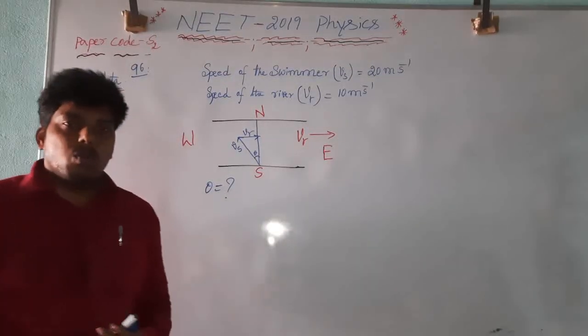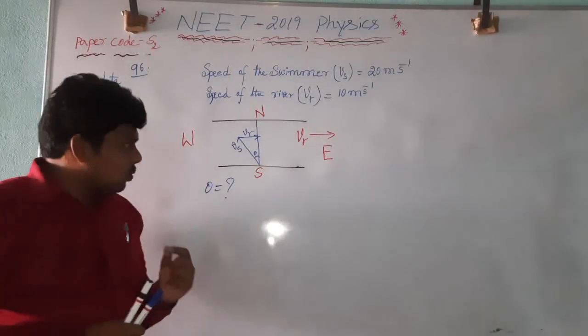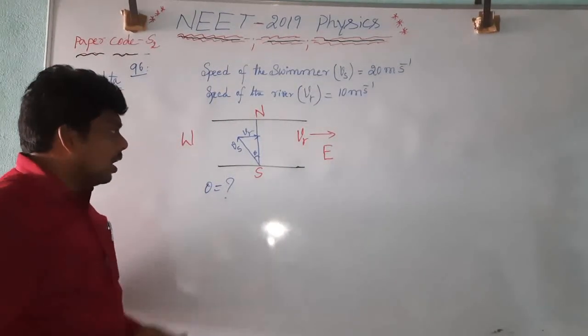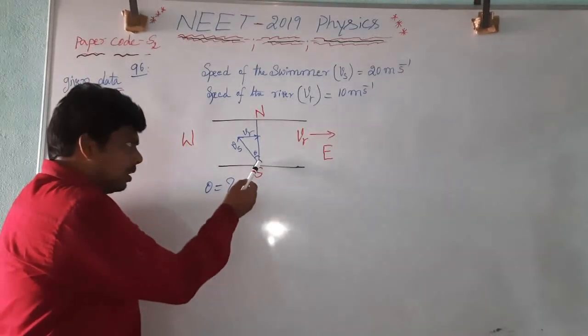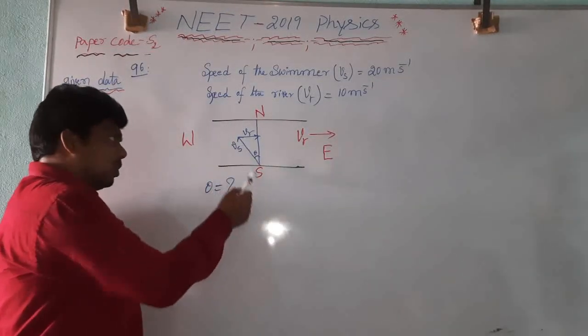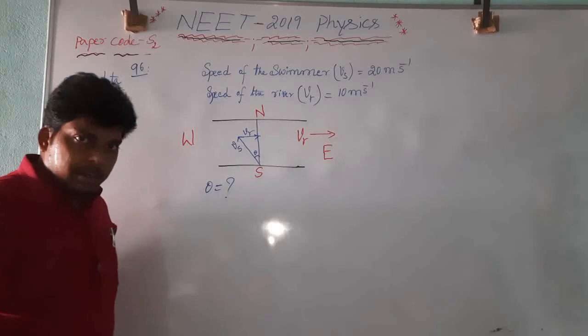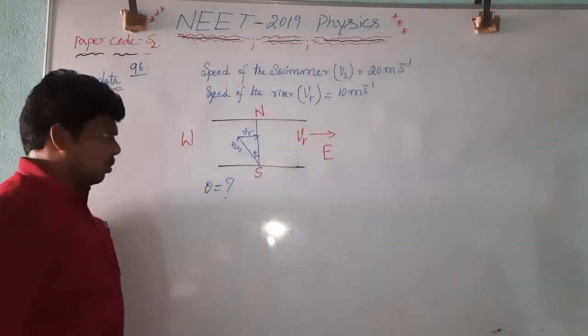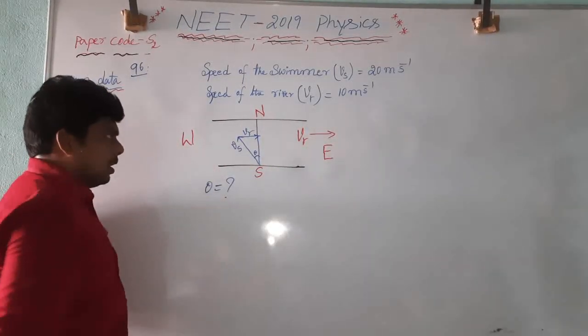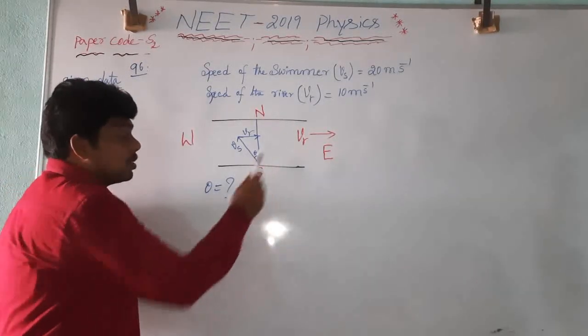In this question, what we have to find? We have to find out with what angle he has to jump in the water with respect to the north. Why have we taken towards the west only? Why is it not towards the east?